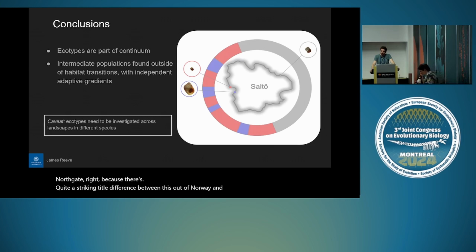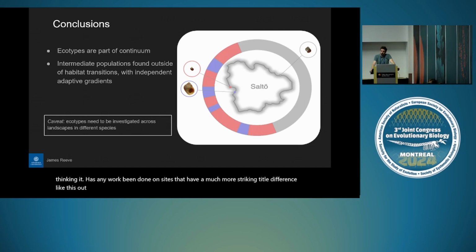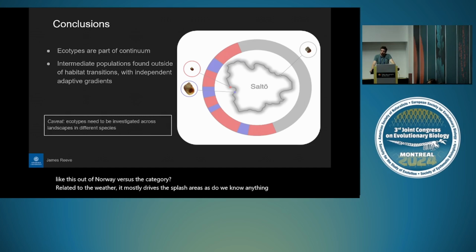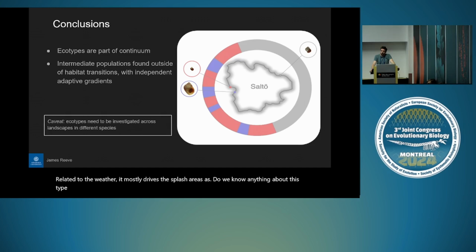Right, because there's quite a striking tidal difference between this side of Norway and this side of Norway, and I was thinking, has any work been done on sites that have a much more striking tidal difference, like on this side of Norway versus the Kattegat, that it can be sort of fickle related to the weather? It mostly drives the splash areas. Do we know anything about this type of sort of the intermediate, the crab and the wave, as a function of sites that have a much more sort of defined intertidal gradient?